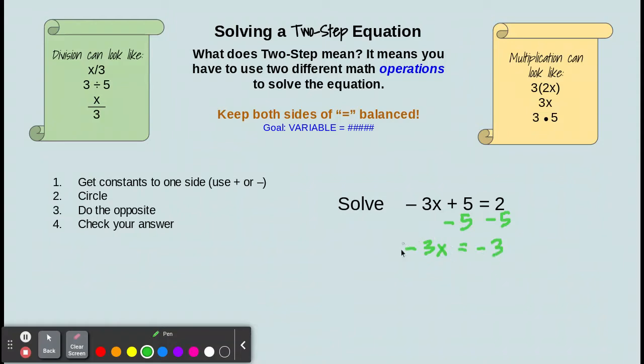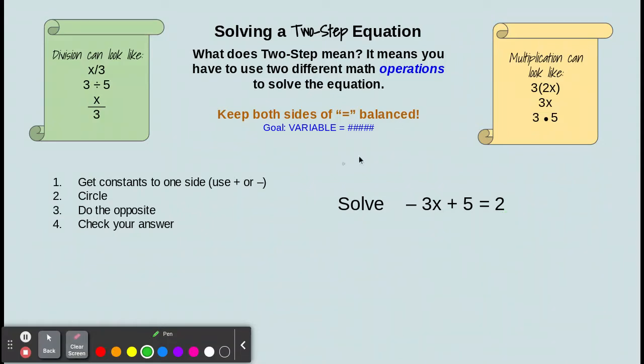And now what's the operation here? It's multiplication, so we want to do the opposite. So we want to divide. And what are we going to divide by? Negative 3. We have to do it to this side since we did it to that side. And we know negative 3 divided by negative 3 is 1. So we're just left with x. So our solution is x equals 1.